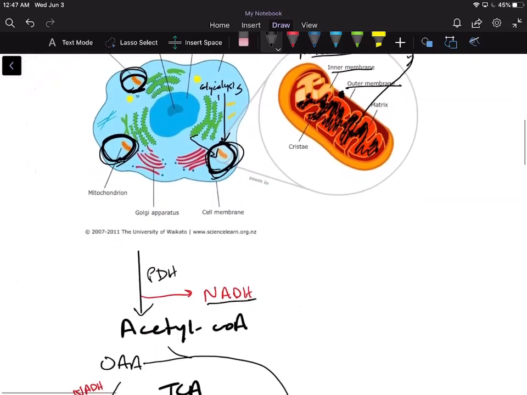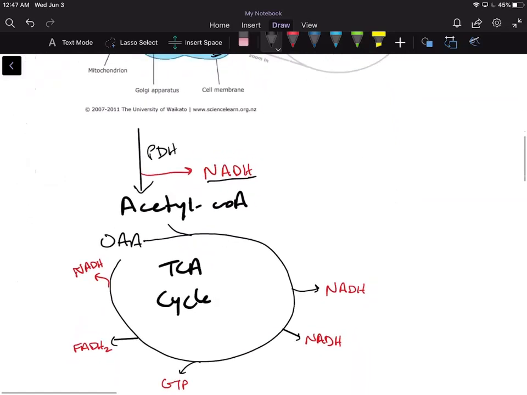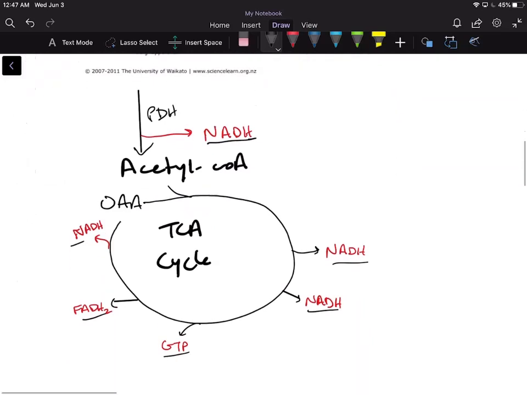And now we're going to go to the TCA cycle. So our substrate for the TCA cycle again is acetyl-CoA, which combines with oxaloacetate to form citrate, and we go through the TCA cycle. In the process of the TCA cycle, you're going to form 3 NADHs, a GTP, and an FADH2.